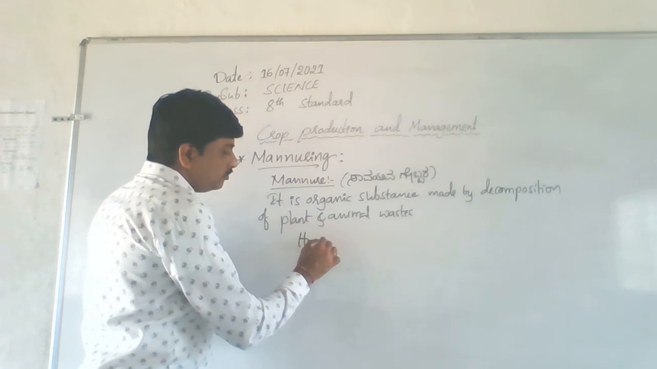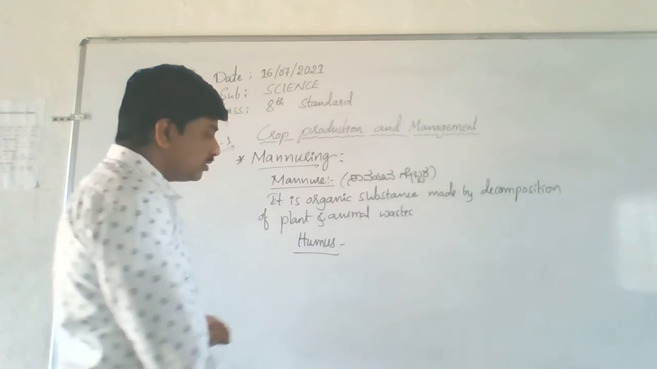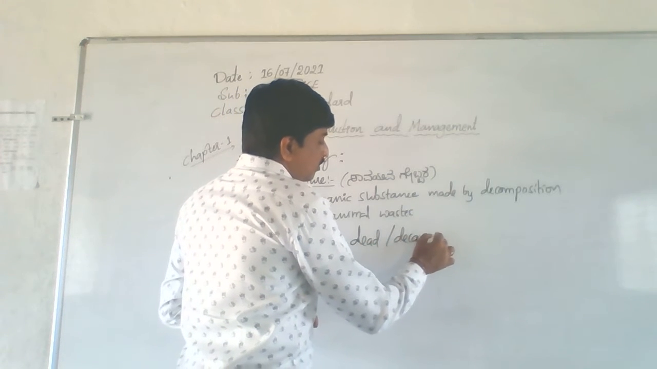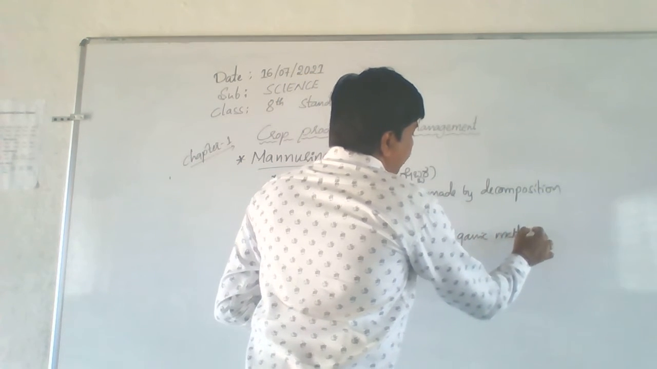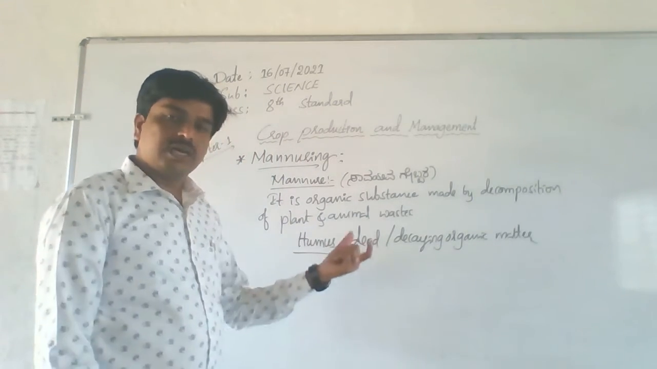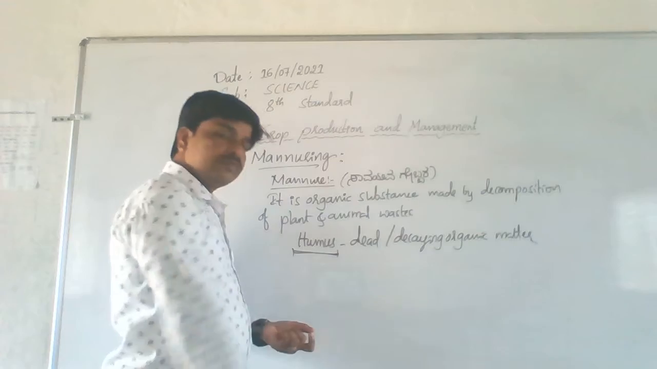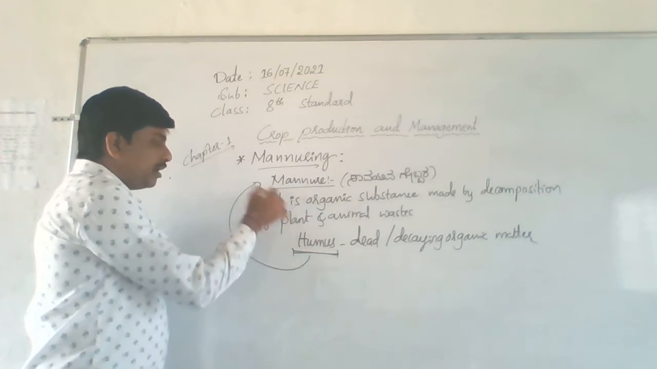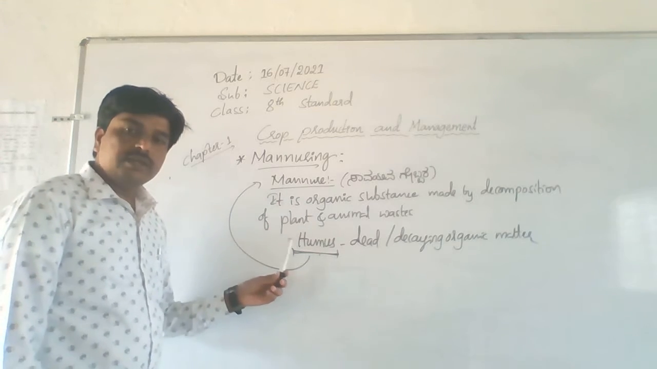Humus. What is it? Humus. Humus means what, sir? It is dead or decaying organic matter. The remains of dead animals or plants, we call humus. Understand? Humus is nothing but dead or decaying organic matter. So this manure mainly consists of humus. Remember this, very important. The manure mainly consists of humus.